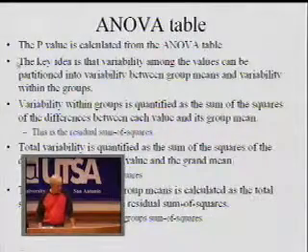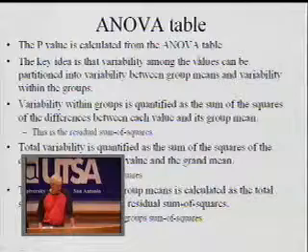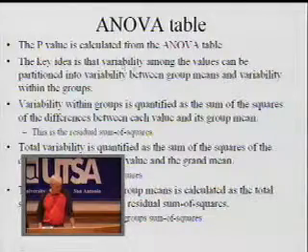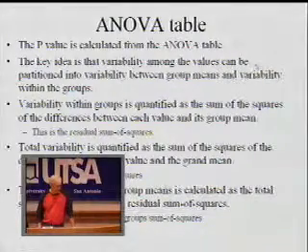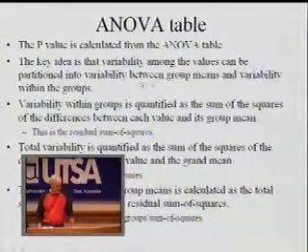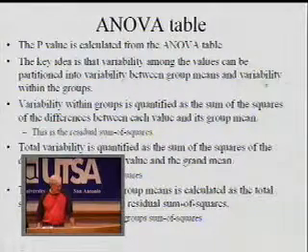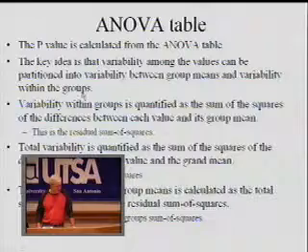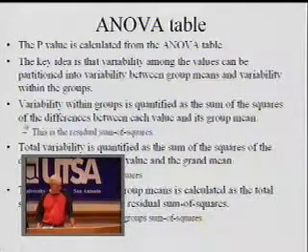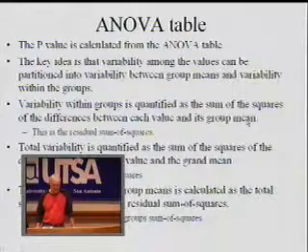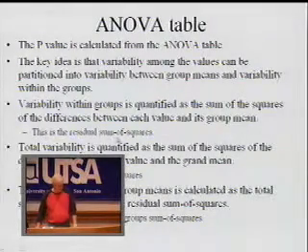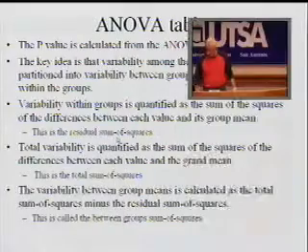So in the ANOVA table, you get a p-value. It's calculated from there. The key idea is that variability among the values can be partitioned into variability between group means and variability within groups. The variability within groups is quantified as the sum of the squares of the differences between each value and its group mean. We saw that calculation. This is the residual sum of squares.